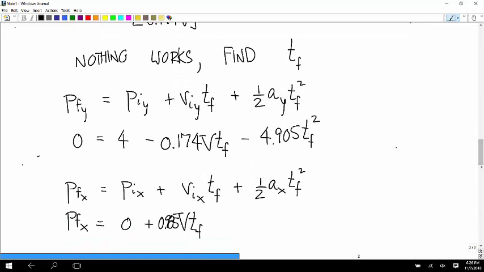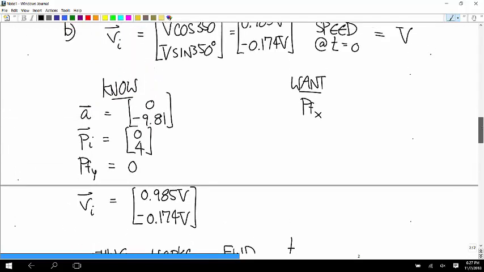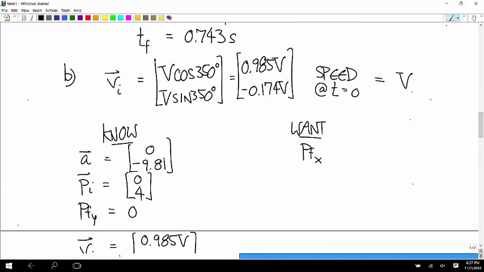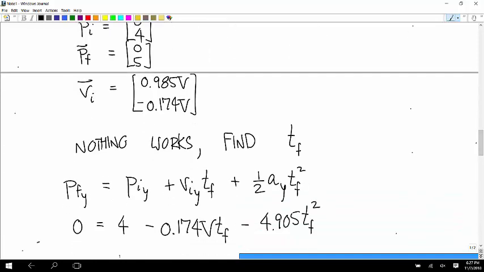Oh, I know. Okay, wait. So I explained this problem wrong. That's why this is confusing. Okay, so we're not looking for PFX. We're given that it's 5 meters. So we are looking for, we want that value of V. And we know that PFX is 0.5. Okay, that makes more sense. And so we have this equation. We know this is true.